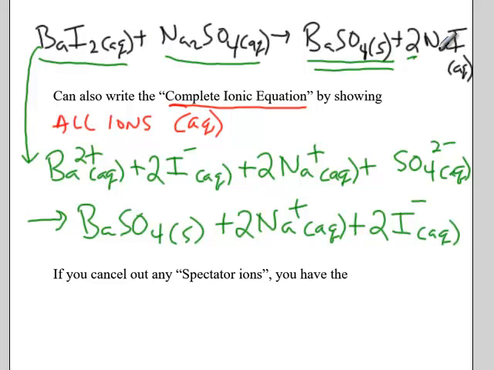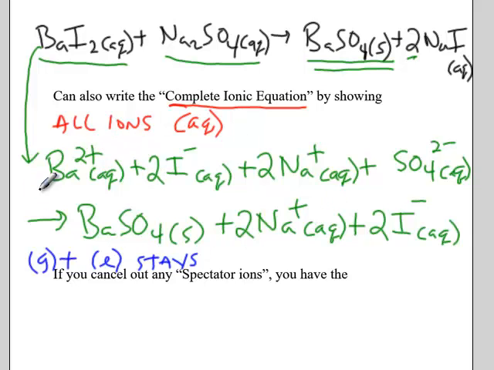In the process of doing this, we did not have any liquids or any gases, but the rule is if you have a liquid, it's going to stay as a liquid. It doesn't break down, it doesn't dissociate. And the same thing is true if you had any gases in your equation. So in order to dissociate something, it has to be ionic and aqueous. If it's liquid, if it's gas, if it's a solid, it does not dissociate.